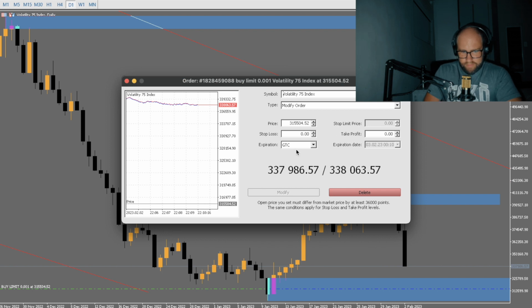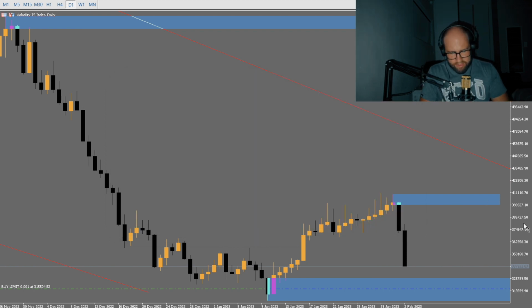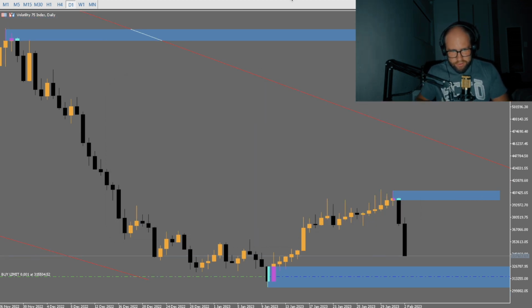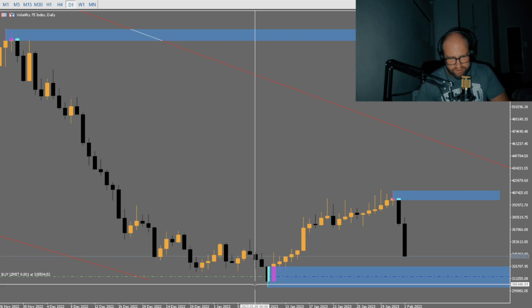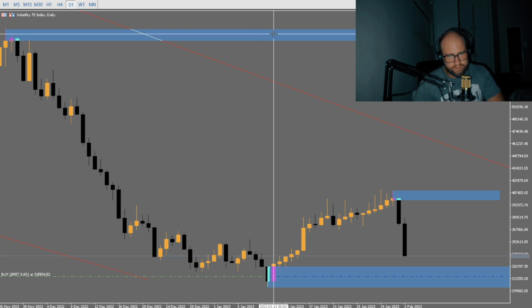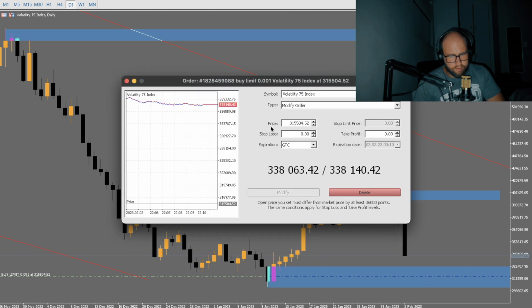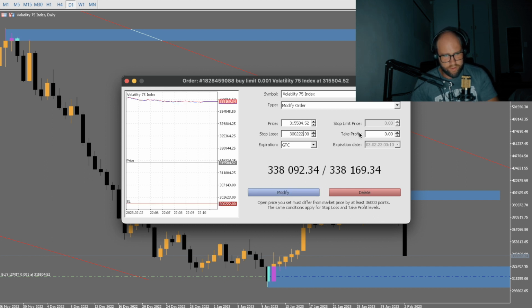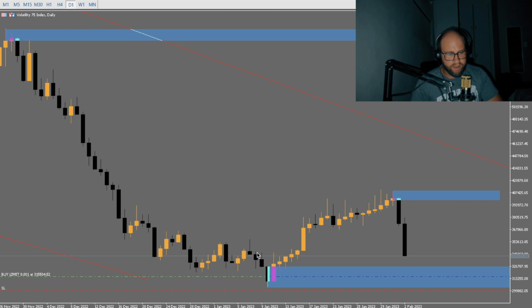Modify. Stop loss. I'm going to say, what is this price down here? Let's actually go out. Let's look at this price down here. If you use this little cross thing, you can actually see price. So let's do the price right down here. That is going to be 300,222. So now let's modify this. 300,000 and then 222. Modify. Now you can see we have a stop loss.